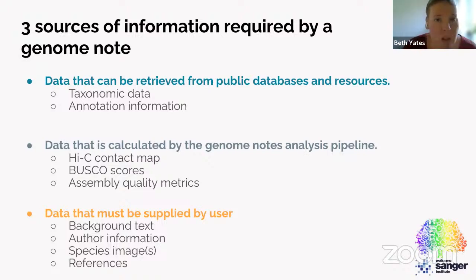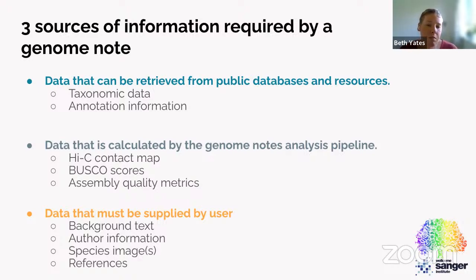So currently, one of the first things I did when I joined the project was to go through a Genome-Note and identify the kind of data that it had. And that was classified into three types of data. So firstly, there's data that can be retrieved from the public databases and resources. So this is things like fetching metadata, taxonomic data, annotations from sources like NCBI, ENA, Ensembl, GoaT, which is Genomes on a Tree, which is another resource that's provided by Tree of Life.